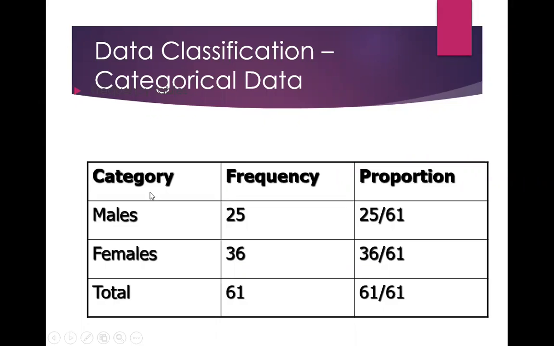It is very simple. You just write down the options of the attribute, or categories, and in front of those options, you write the frequency. And of course, you can calculate the proportions as the frequency divided by the total number of cases. The total number of cases is the sum of all the frequencies, and you divide 25 by 61. This will be the proportion of males in this study. Then 36 divided by 61 is the proportion of females in this study. So this is how you can classify categorical data.